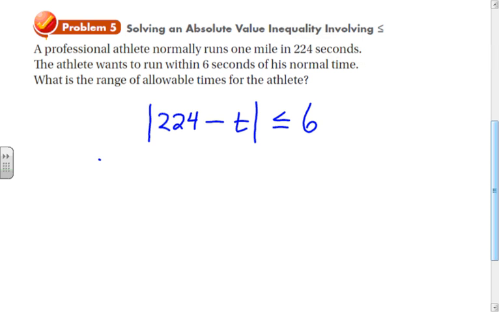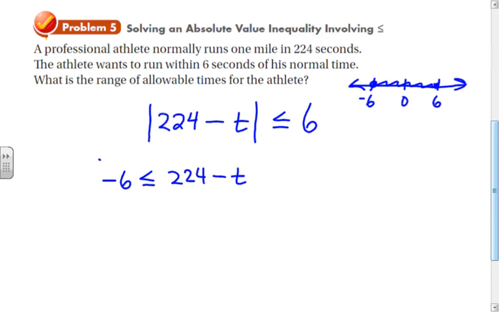To solve that, think on a number line. Here's 0. To be less than 6 units from 0, you need to be somewhere between here and here. All those spots are less than 6 units from 0. So to write this out, we're going to put -6, and this is called a compound inequality. We want our time difference, 224 minus t, to be between -6 and 6. So this is greater than or equal to -6 and at the same time less than or equal to 6.